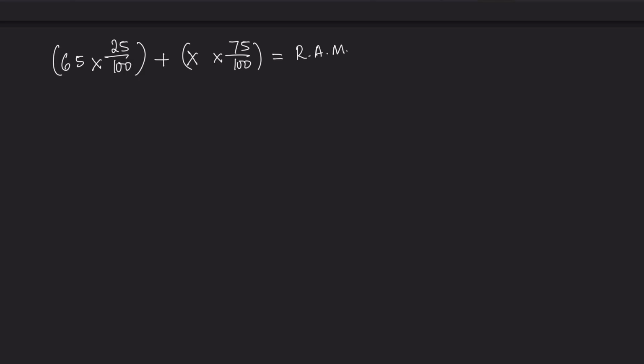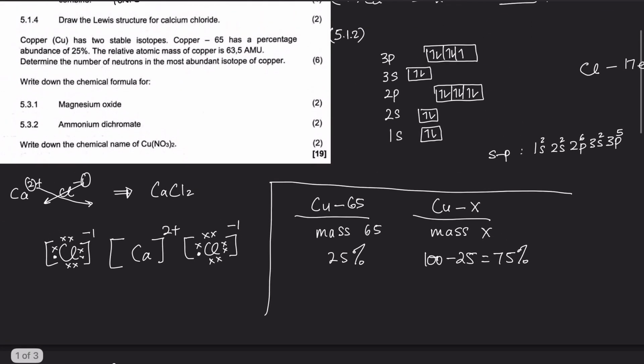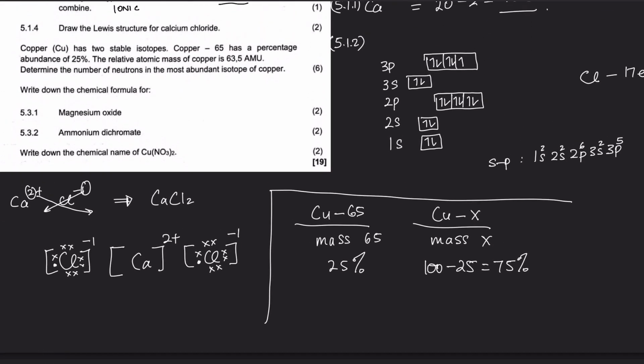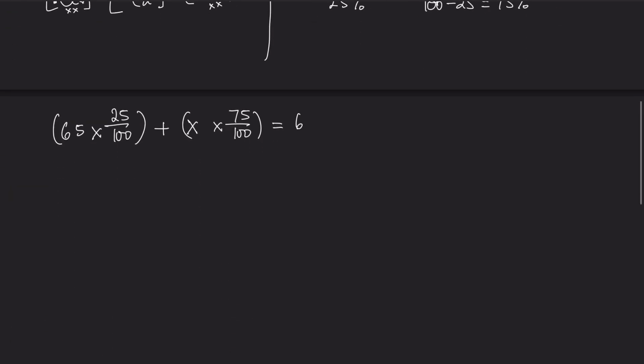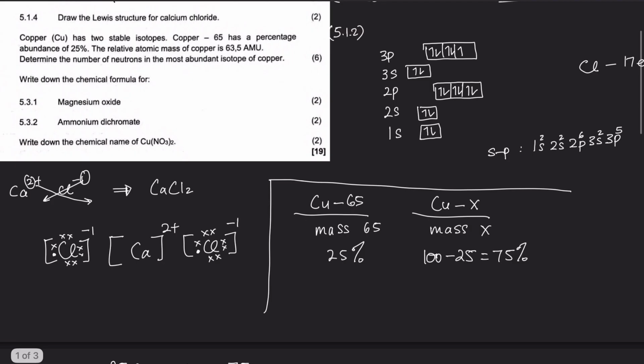Now we know the relative atomic mass. They've also given that to us. So they've given us the relative atomic mass as 63.5. So 63.5. And now it's just a matter of solving for X. And when you solve for X, you get that X is equal to 63. Right? So remember, this is not the final answer, because the question is asking to calculate the number of neutrons in the most abundant isotope of copper.